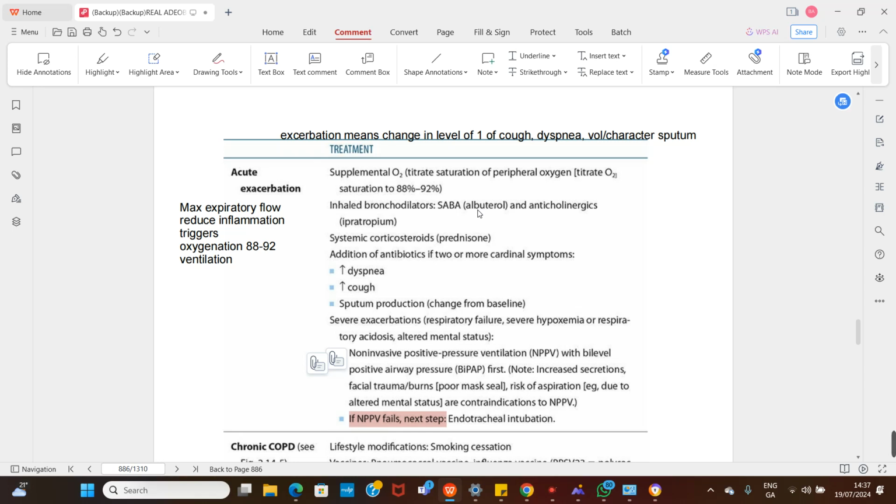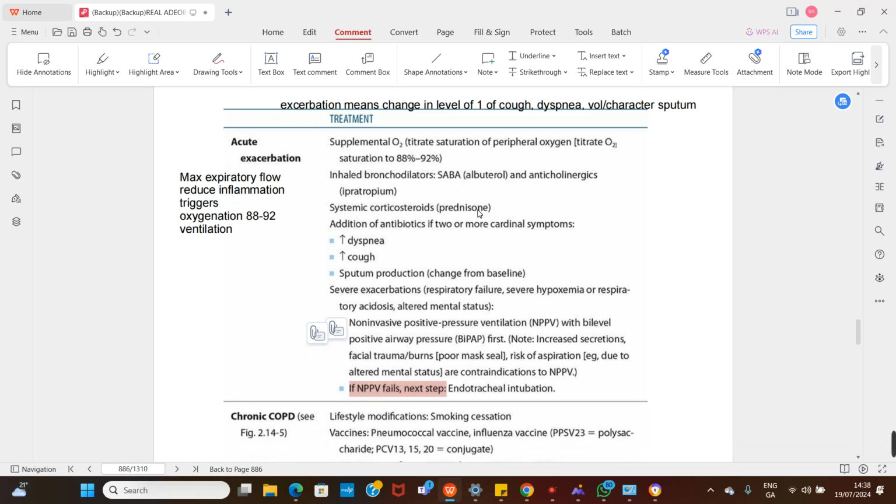So if you have any two of these, give antibiotics to take care of any infection. You can use your respiratory antibiotics, like levofloxacin or moxifloxacin, because most of the time they don't wait for culture.